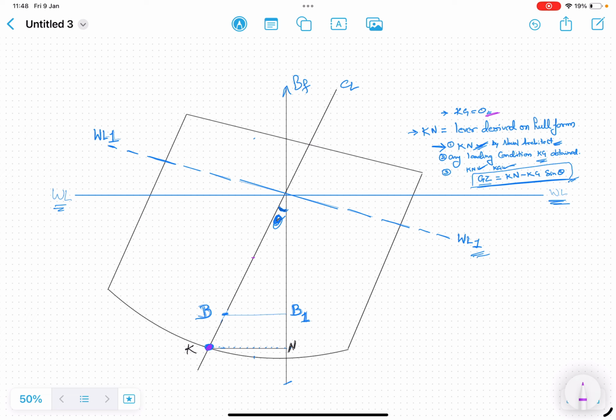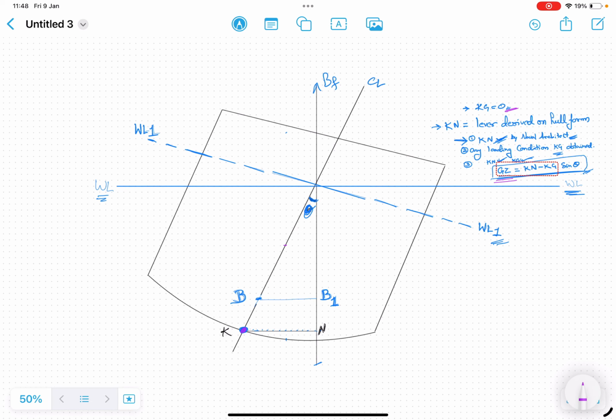If we know the KN, the KG can always be determined by the officers on board. We know the KN given to us by the naval architect, and the KG derived by the officers while on board, and both of these factors will give us the figure for GZ. The importance of GZ, we all know it.